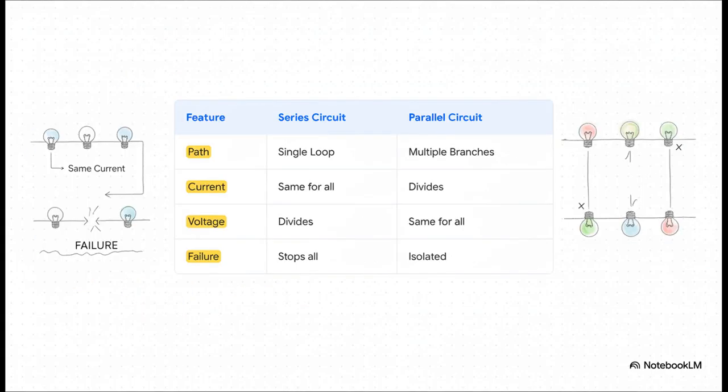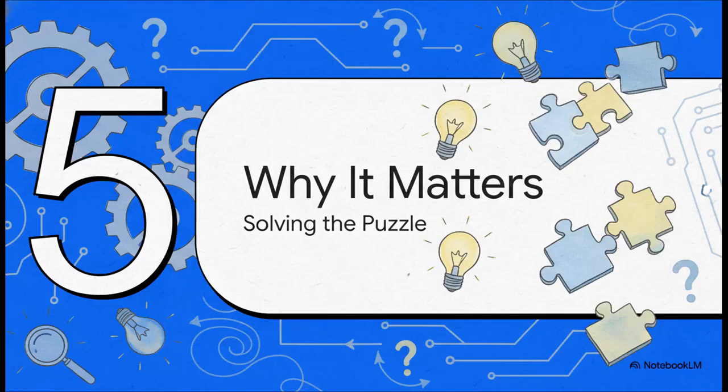This chart really breaks it down nicely. Look at how they're basically opposites in so many ways. For the path, single versus multiple. For the current, stays the same in series but divides up in parallel. And for voltage, it's the reverse. It divides in series but stays the same in parallel. And of course, the one that really matters for our puzzle, what happens when something breaks? In a series circuit, everything stops. In a parallel circuit, only that one branch is affected. Total game changer. Okay, now that we're armed with all of this knowledge, let's circle all the way back to the beginning and finally put that puzzle to bed.